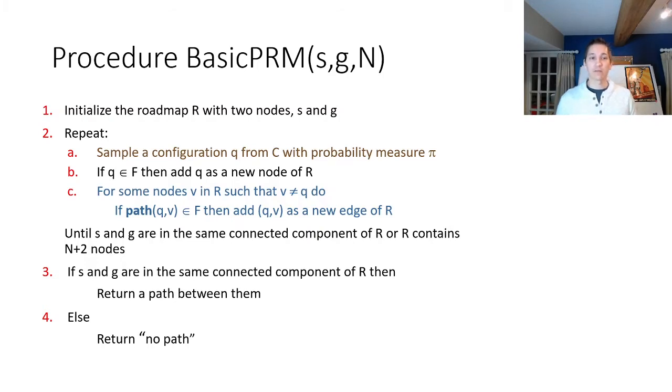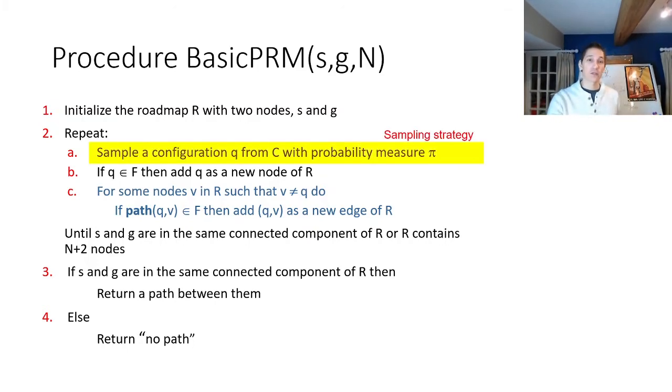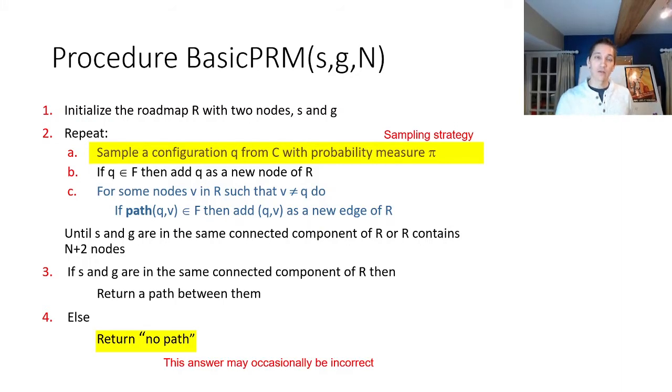Now, at the end, if the start and the goal are in the same connected component, then you return the path between them. Otherwise, you say no path. There's several different complexities to the basic PRM procedure. So the first one is, how do we actually sample efficiently to hopefully construct paths from the start to the goal with hopefully few iterations. And we also have to worry about whether or not we occasionally don't find a path between the start and the goal. So this answer here might be actually incorrect.